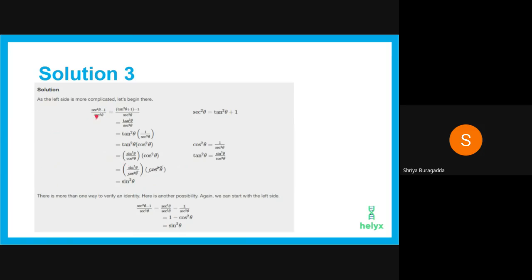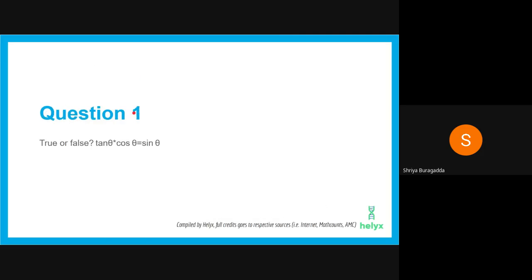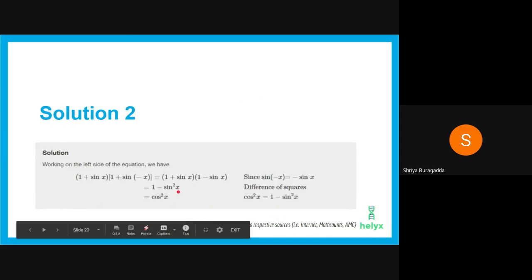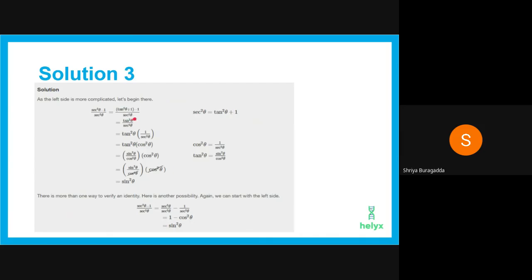So secant squared theta can be made into tan squared theta plus 1 because of the identity right here. Secant squared theta is equal to tan squared theta plus 1. That's where they got that from. And the 1's cancel here because 1 minus 1. So you're left with tan squared theta over secant squared theta.